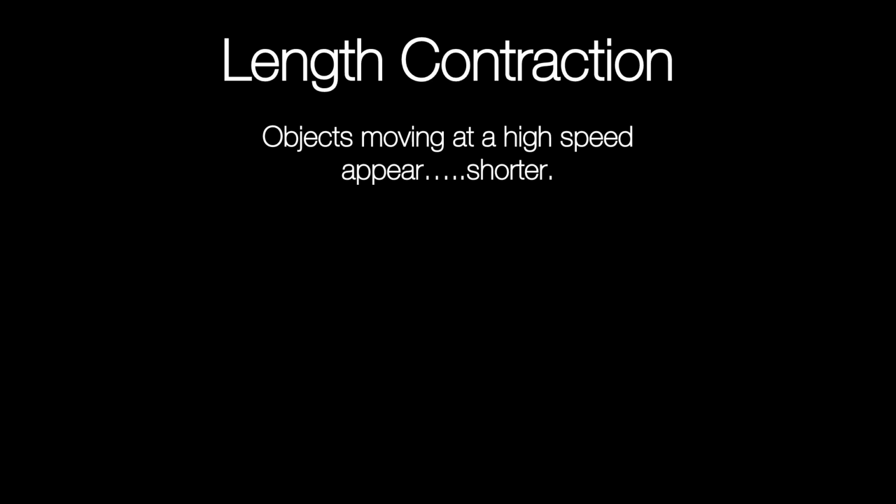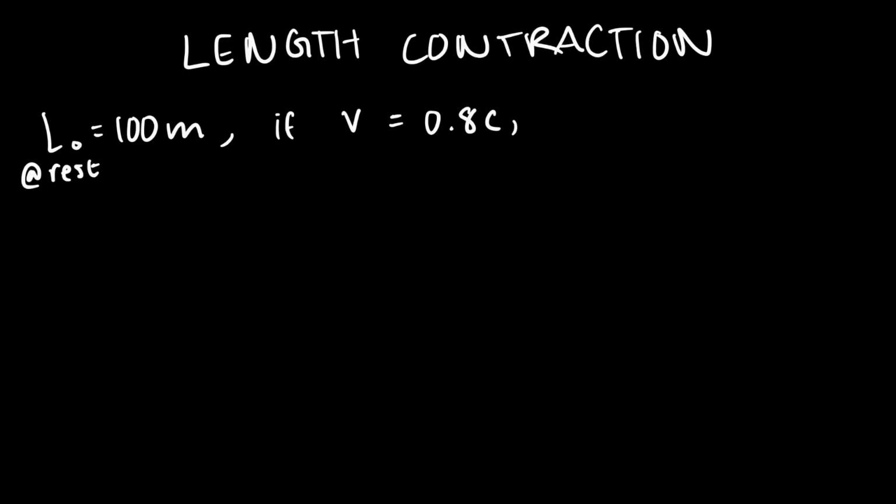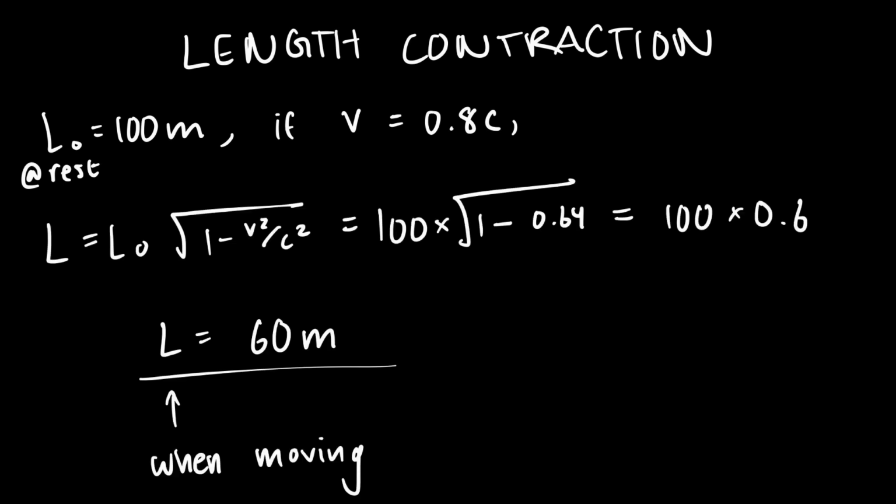The formula is L is equal to L naught divided by gamma. Using the same example, if your spaceship is 100 meters long when at rest, it would appear to be only 60 meters long to someone watching it zip by at 80% the speed of light. And these aren't just numbers, they're the real effects of how motion warps space-time itself.